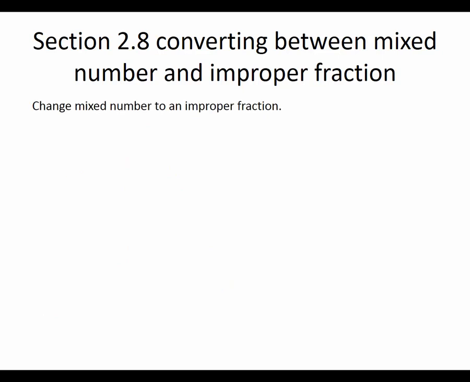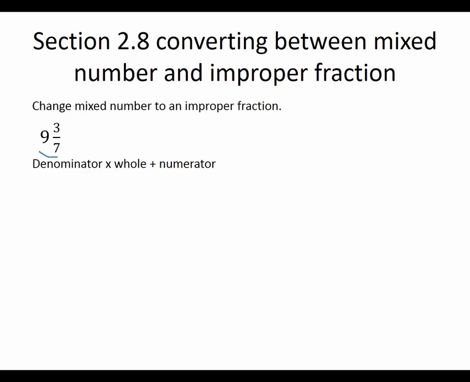I'm going to change a mixed number into an improper fraction. Here's my mixed number. It's 9 3/7. So what is my process here? I think about it as the opposite. Instead of dividing and then subtracting to find my remainder, I'm going to multiply, then add. So you're going to multiply your denominator times your whole number plus the numerator.